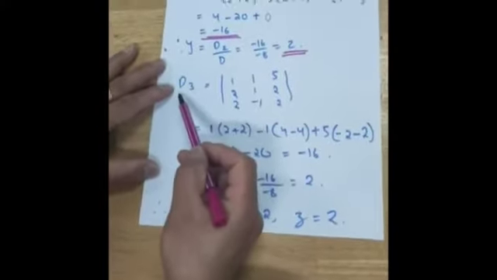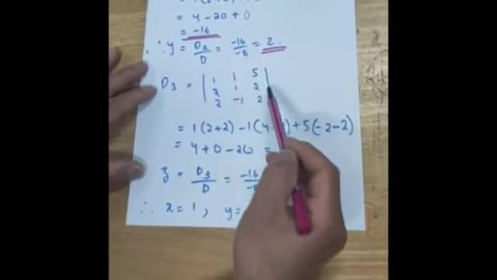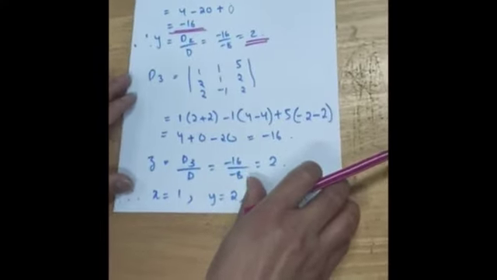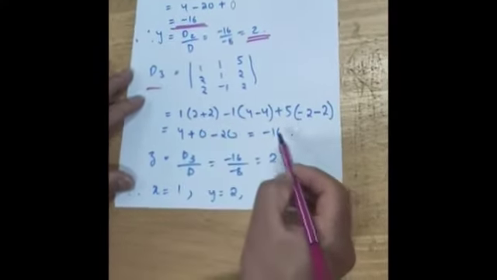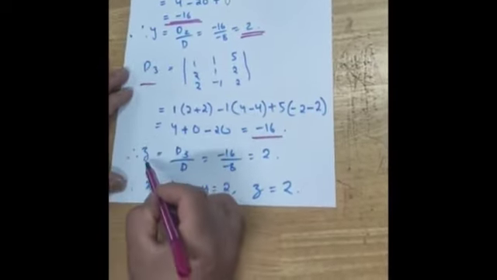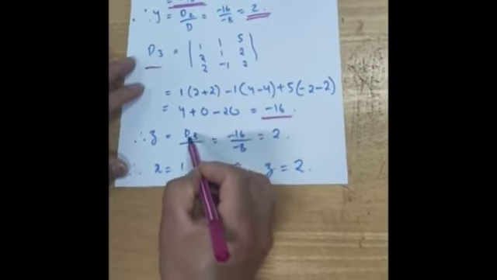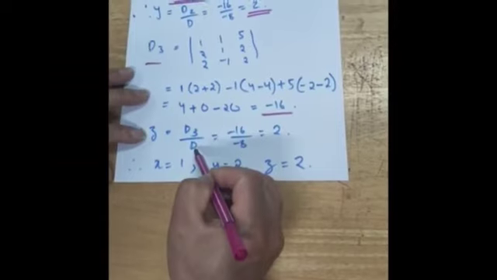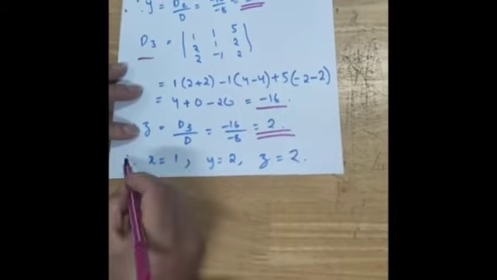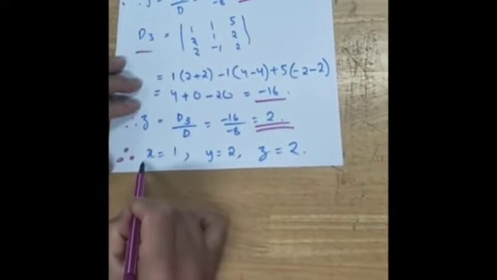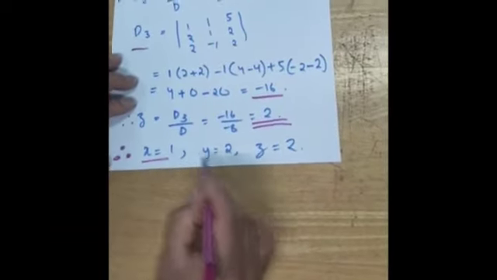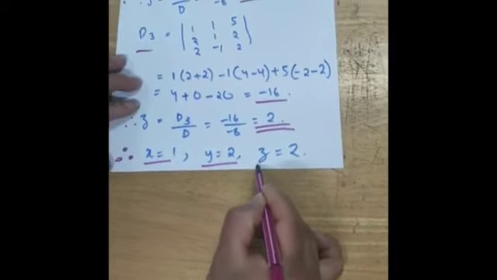Finally, you can compute the value of d3. Replace the third column, or the last column, of the coefficient matrix A by the elements of the constant matrix B, and then compute the determinant of this matrix. You will get negative 16. According to our formula, the value of z is obtained by d3 divided by d, which is negative 16 divided by negative 8, which is equal to 2. Finally, we can say that the solution for the system of linear equations is x equals 1, y equals 2, and z equals 2.